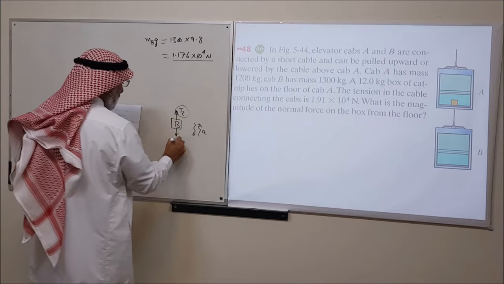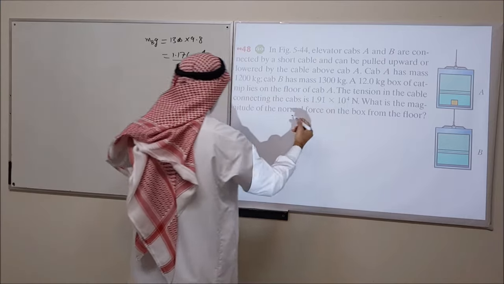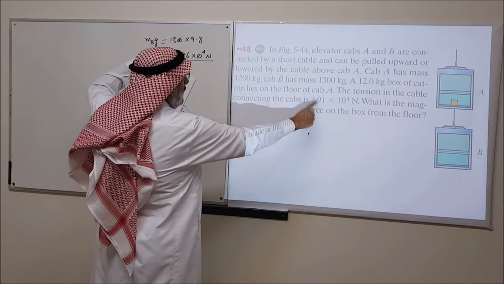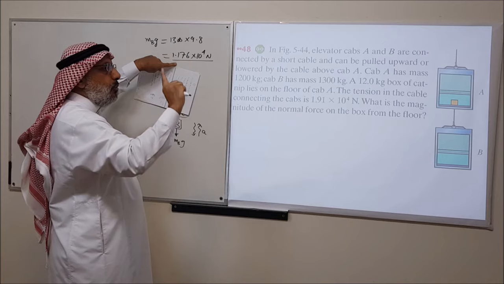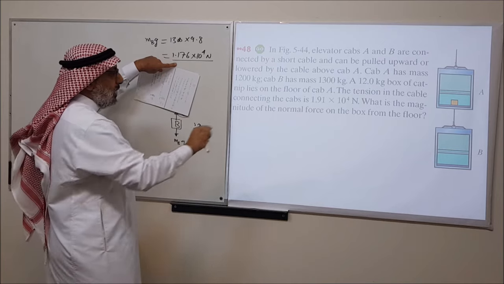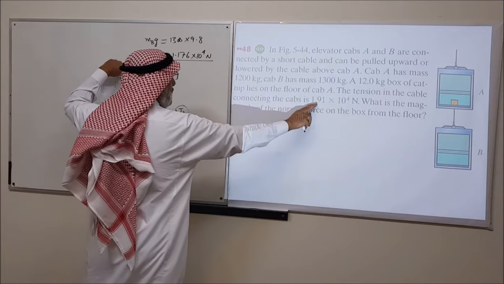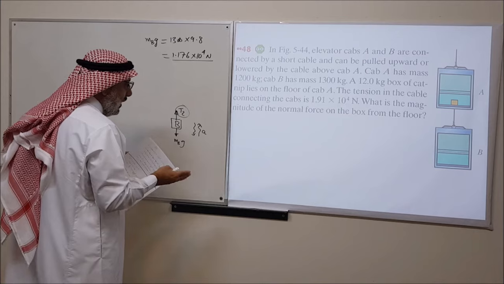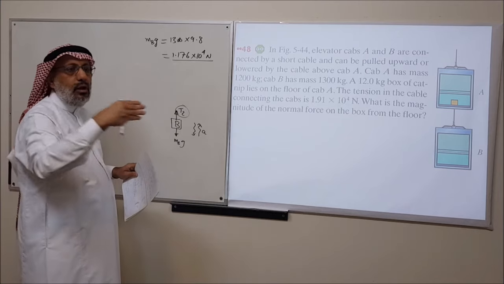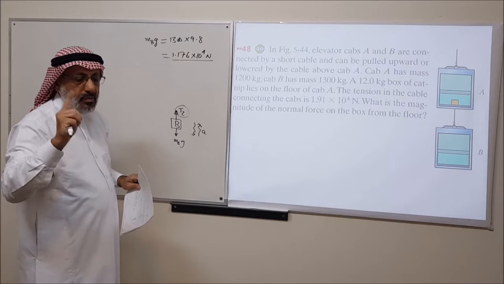Is that equal to the tension T2, which is this value? Compare the two numbers. They are different. So there is acceleration. Now, is the acceleration upward or downward? Compare the tension to the weight. You can see that the tension is more than the weight, and that will happen if the acceleration is upward, like we did in the examples in the previous lecture.